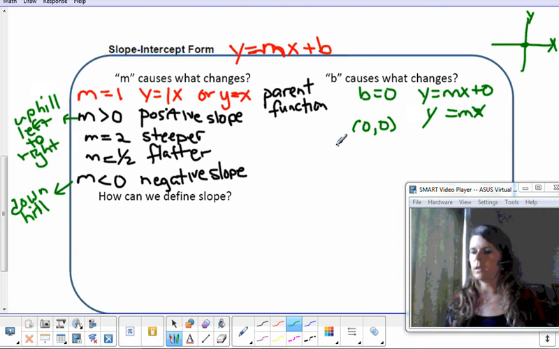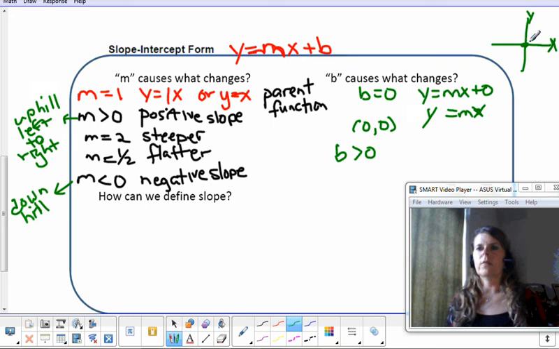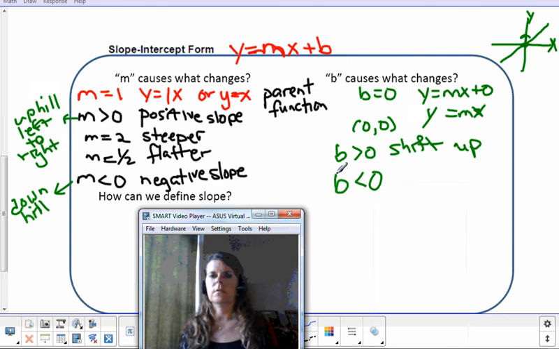Okay, the other thing is, what if b is greater than 0? Well, what happens is we have y equals x as our parent function that's right up here. What's going to happen is it's going to shift up if our b is positive. And if our b is negative, it's going to shift down.